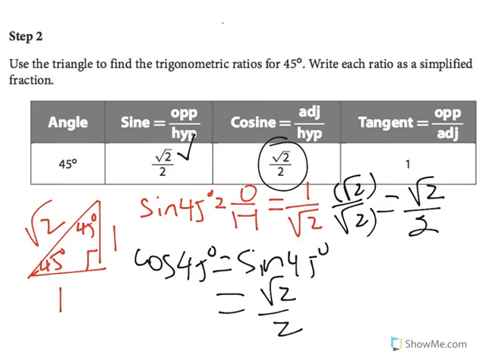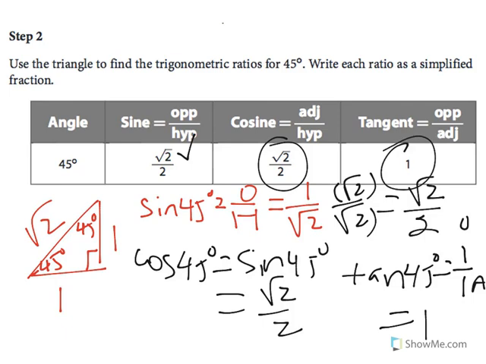Right? And for tangent, well, tangent of 45 degrees is opposite over hypotenuse. So I'm sorry, opposite over adjacent. So 1 over 1 is reduced to 1, so it gives us that.